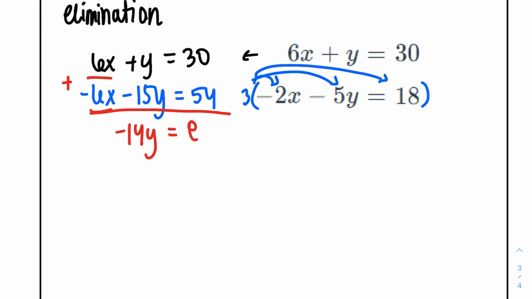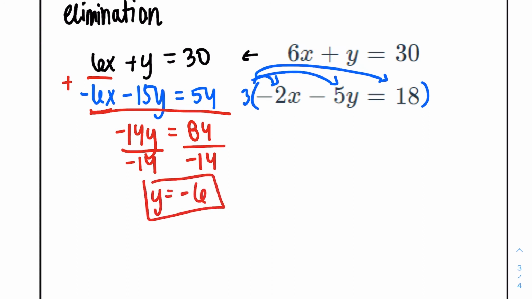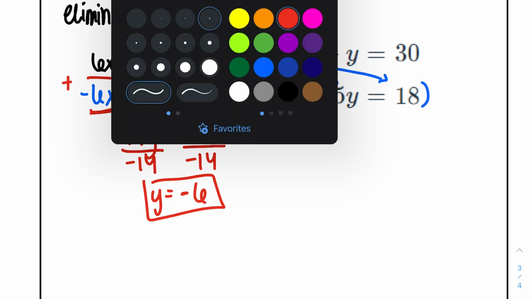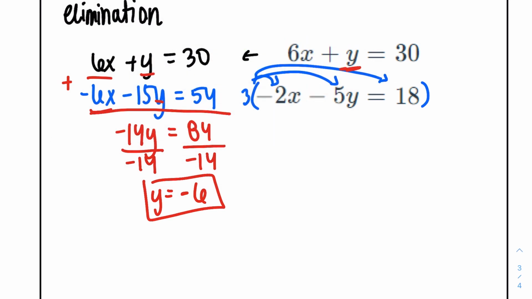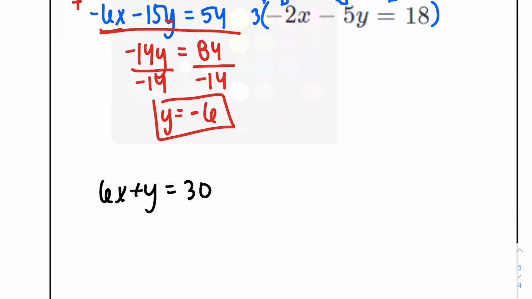Divide both sides by negative 14 to get y by itself. y is equal to negative 6. Then we've got to plug that y back into any of these spots to solve for our x. So I'm going to choose this one right there. Rewrite your original equation, 6x plus y equals 30. And we now know that y is equal to negative 6. So we drop everything else down.